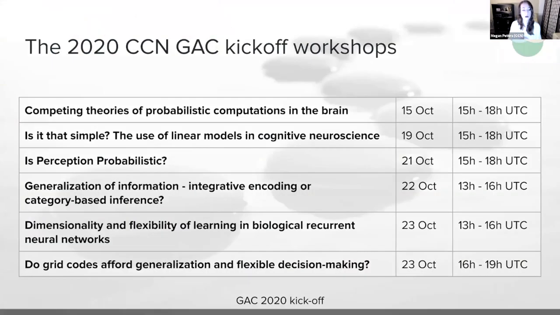So this is our schedule overview. We've already gone through three of these and they have been fantastic.